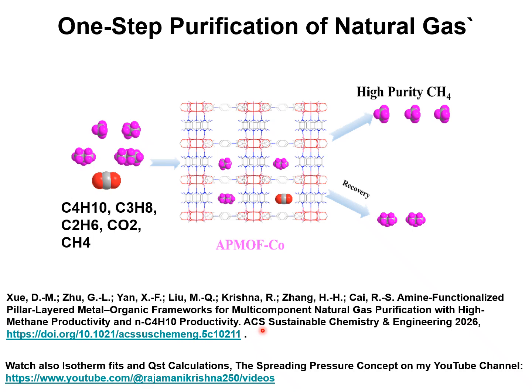A recent paper published in ACS Sustainable Chemistry and Engineering describes the development of an amine functionalized pillar-layered metal organic framework, APMOF cobalt, that has the ability to produce high purity methane from a natural gas mixture containing 5 different components: butane, propane, ethane, carbon dioxide, and the desired product methane.